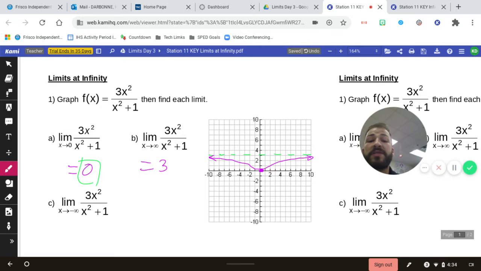And as it goes out towards negative infinity in the left direction, it would be the exact same thing. It's approaching that horizontal asymptote. So for our limits as we go towards infinity or negative infinity of rational functions, those limits are always going to be equal to what the horizontal asymptote is.